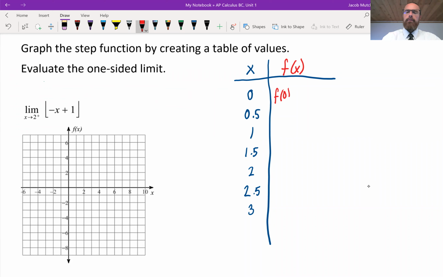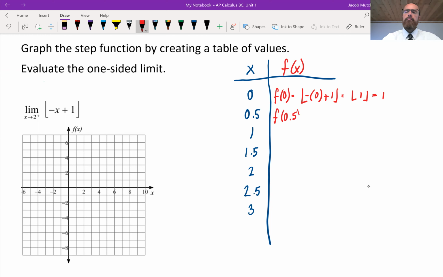So f at 0 is going to be the step function of -0 plus 1. Well, that's just 1 on the interior of the step function. So recall what the step function says: what is the greatest integer that is less than or equal to the interior of that step function? So what's the greatest integer that's less than or equal to 1? Well, that's just 1. And that would fulfill the equal to part, less than or equal to what's inside there.